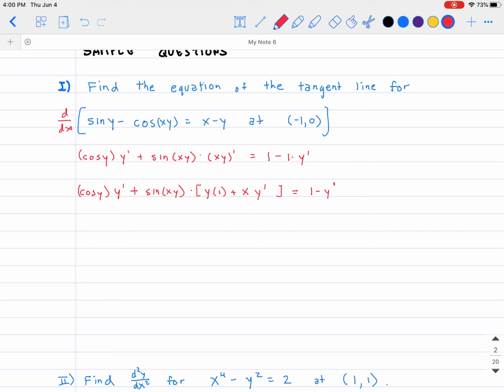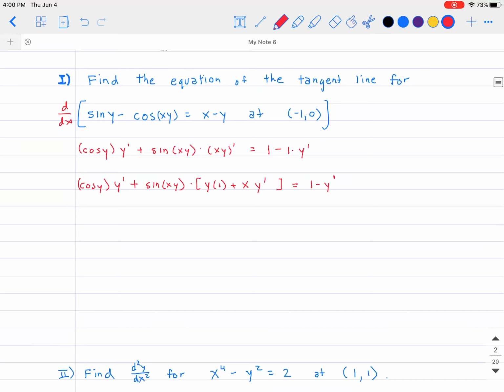So 1 minus y prime then. And remember, the objective here is to find out what is the equation of the tangent line. So you have two things that you can do. You can either A, solve for y prime, or B, you can go ahead and plug in (-1, 0) right now. I personally think it's a lot easier to just go ahead and plug it in. So let's go ahead and do that then.